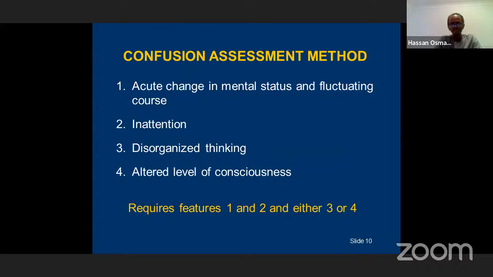The Confusion Assessment Method is easy, it's sensitive, it is specific. You might think about acute change in mental status and fluctuating course, inattention, disorganized thinking, and altered level of consciousness. You require 1 and 2 and either 3 or 4 in order to make the diagnosis based on the Confusion Assessment Method.